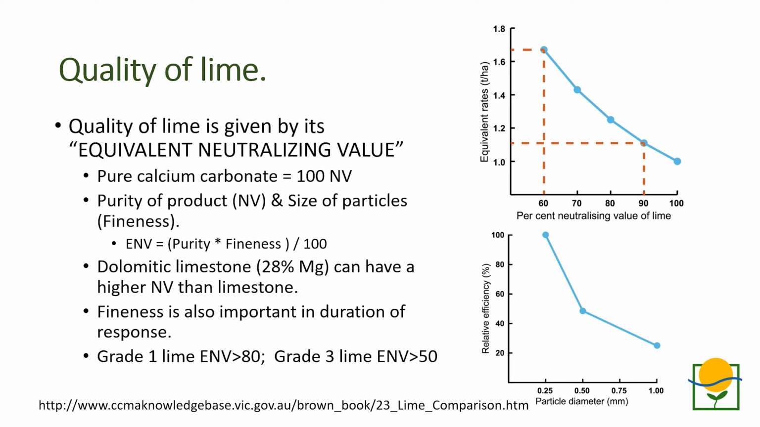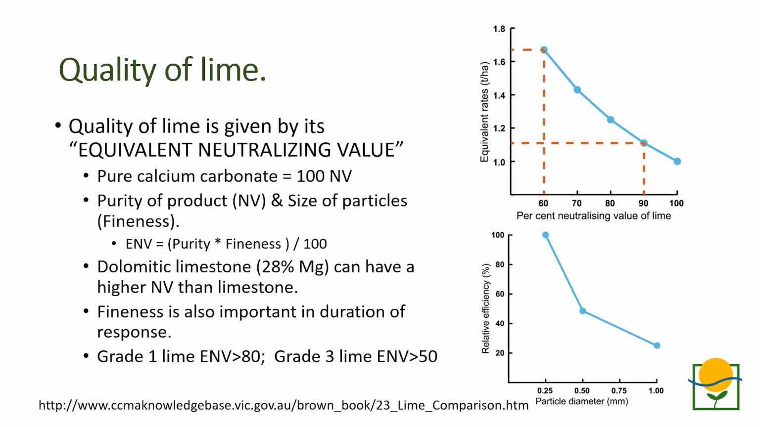Just as we know that oils ain't oils, limes aren't limes. There's quite a variation in the quality of lime, and that's determined and expressed in its neutralising value. That is, its capacity to capture and neutralise those hydrogen ions. Pure calcium carbonate has a neutralising value of 100. Agricultural lime is then indexed against pure calcium carbonate, so the value will depend on the purity of the product and also the size of the particles.